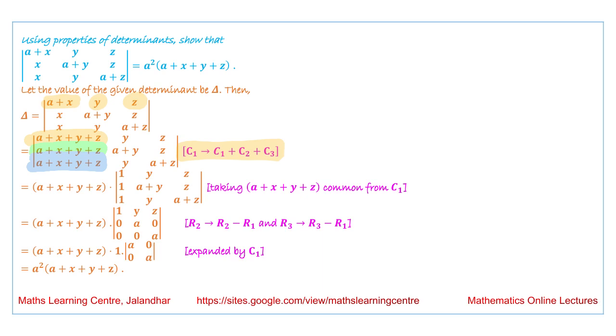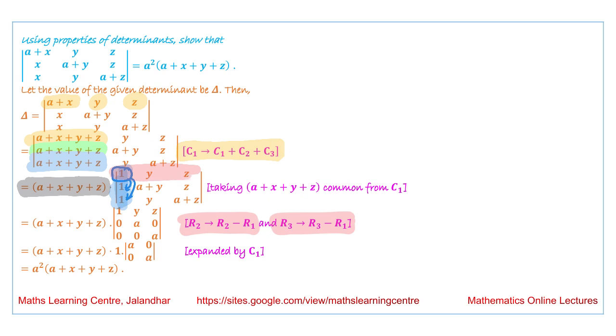So we can write this term a plus x plus y plus z common from these three, and our first column will become 1, 1 and 1. These are the values we are saying. Now in this determinant, with the help of this first one, we can make both these terms equal to 0, and to do this we have performed the operation that row 2 approaches row 2 minus row 1 and row 3 approaches row 3 minus row 1.